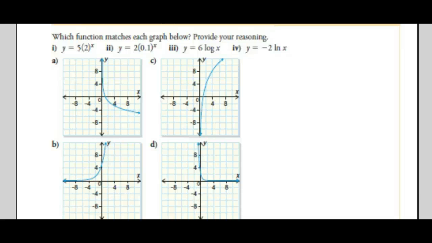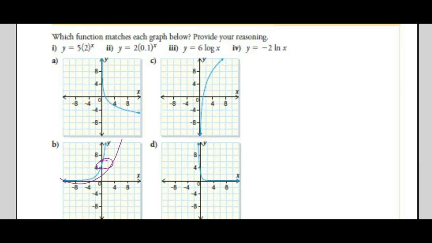All right, y equals 5 times 2 to the x. Is that exponential or logarithmic? Exponential. What is the 5? The y-intercept. So we're looking for a y-intercept of 5. So maybe there. It doesn't look like, right? It's going there, and that one's kind of down. All right, so it looks like that one is B, right?